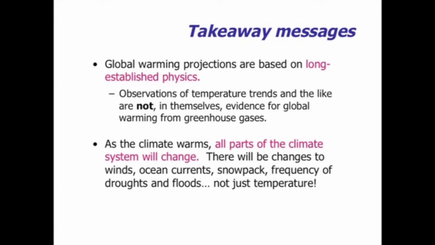And then as the climate warms, because we're affecting transports of energy, all parts of the climate system will change, like those floods I showed you. There'll be changes to winds, ocean currents, snowpack, snow cover for those of you who grow winter wheat, those sorts of things, frequency of droughts and floods. It's not just temperatures, not just global warming, but climate change, change to all parts of the system.